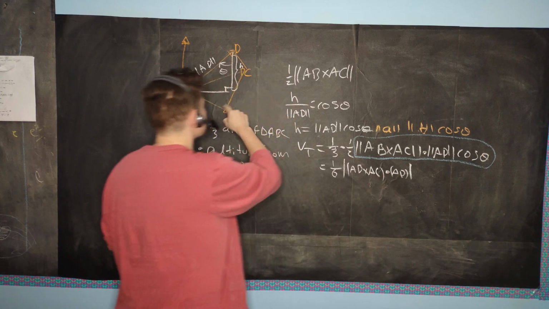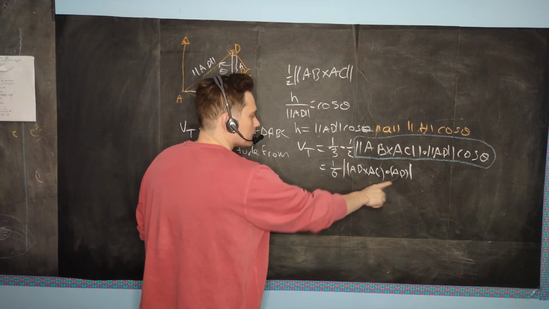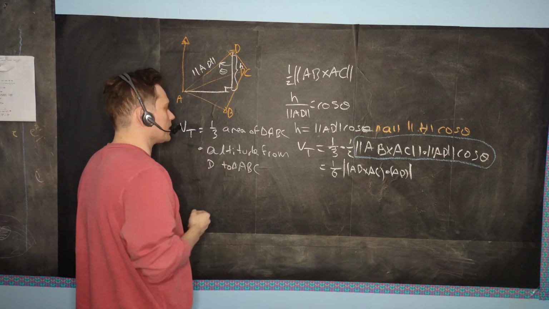And then using these vectors, if they were given to you, you can find the volume using this formula, and this is how you derive it.